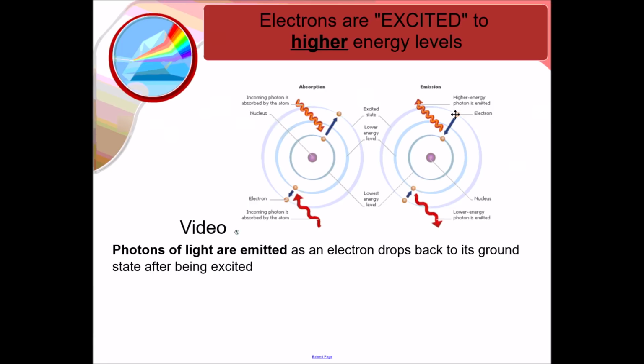Emission is what happens when the same electron drops back down to its original state. It will emit a photon. The point to take away from this is that photons of light are emitted as an electron drops back to its ground state after being excited.